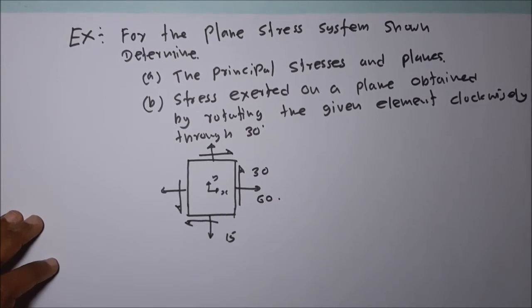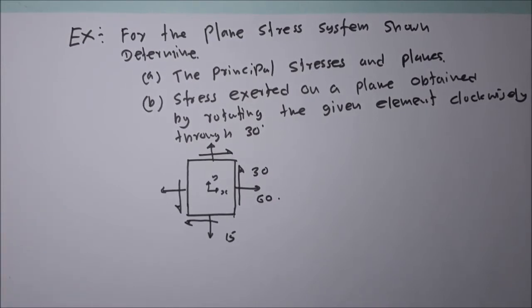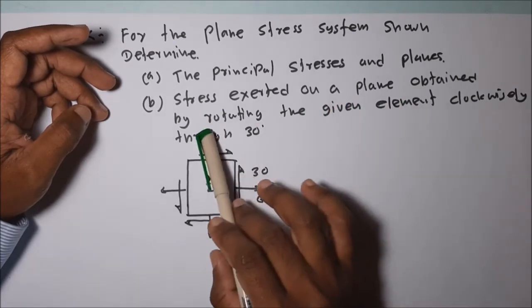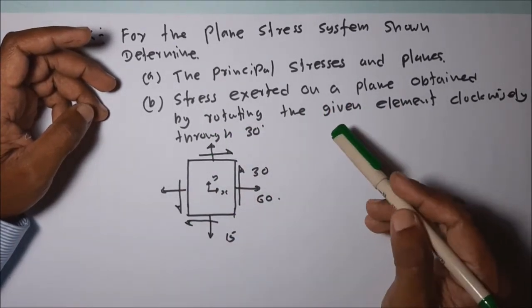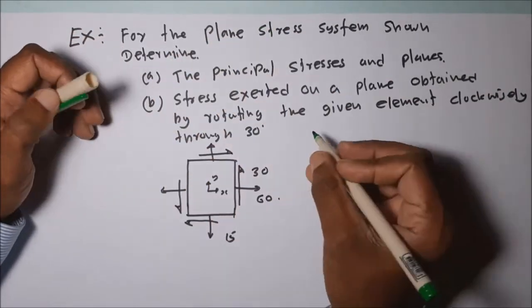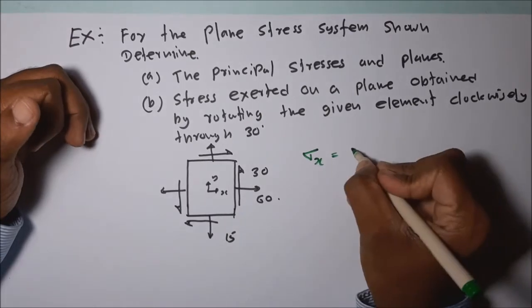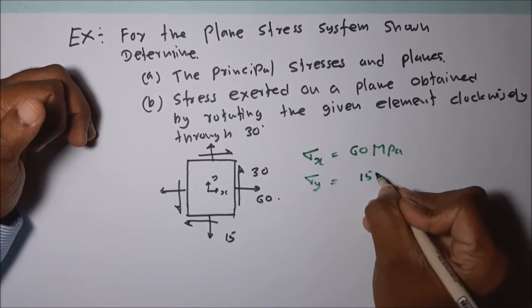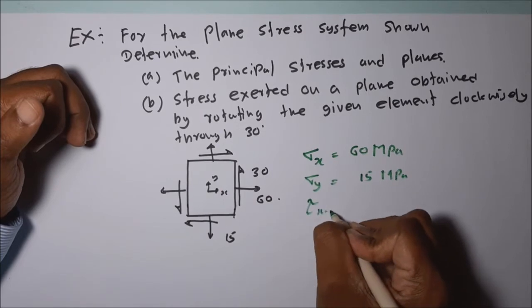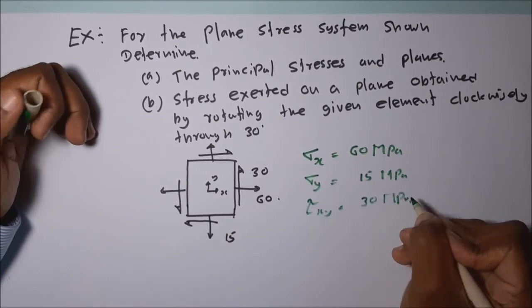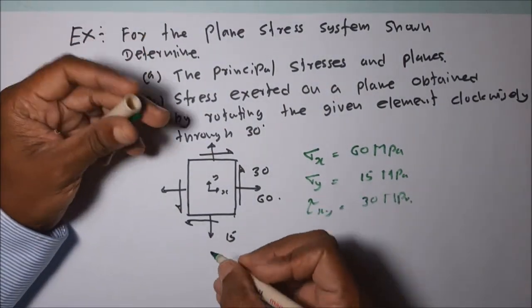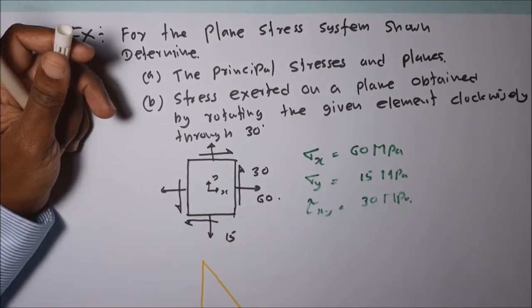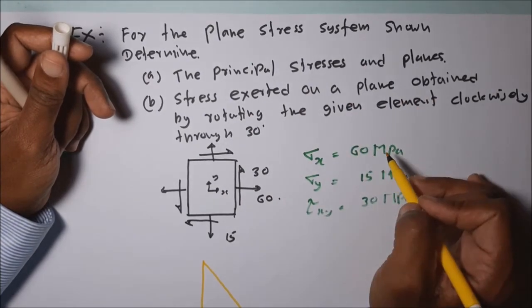This is the problem we are going to discuss. For the plane stress system shown, determine the principal stresses and the planes, and second, the stress exerted on a plane obtained by rotating the given element clockwise through 30 degrees. Here sigma x is equal to 60 megapascal, sigma y is equal to 15 megapascal, and tau xy is equal to 30 megapascal. These are the data given.